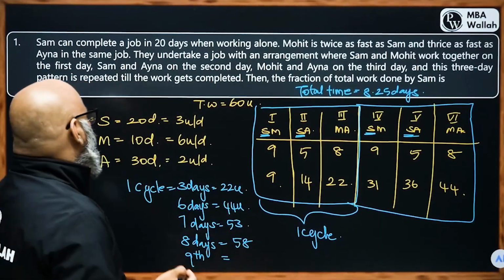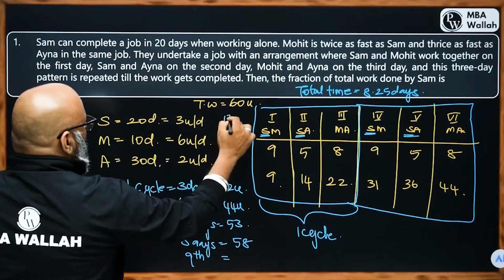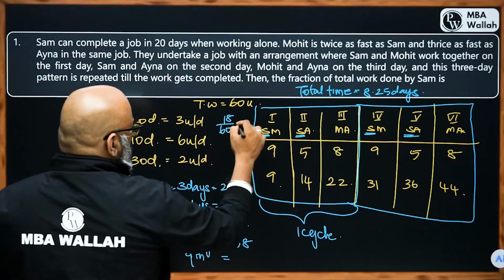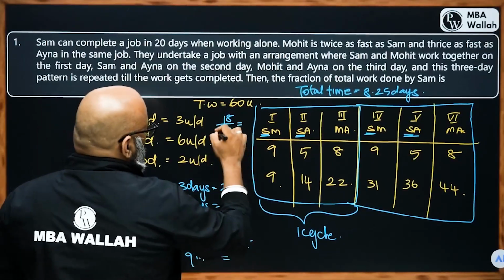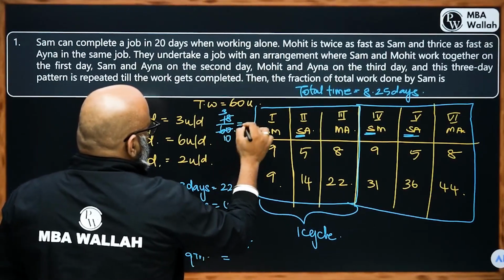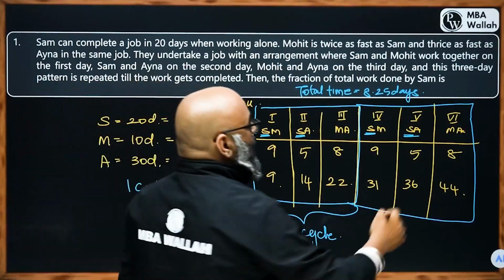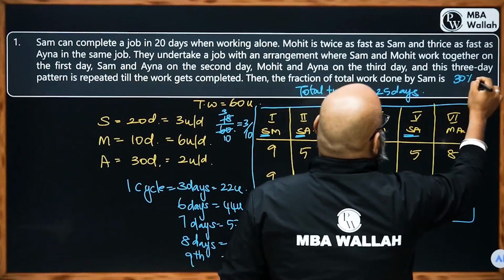So what would be the work done by him? Sam would have done 18 units out of the entire 60 units. We can cancel this off by 6 beautifully. This will be 3, this will be 10. That's 3/10 of the work, or we can call it 30%. That depends on the option.